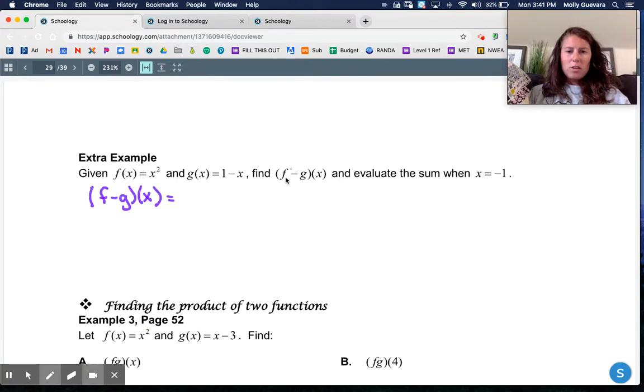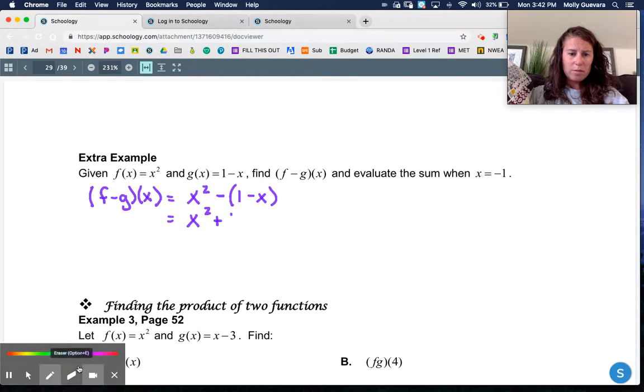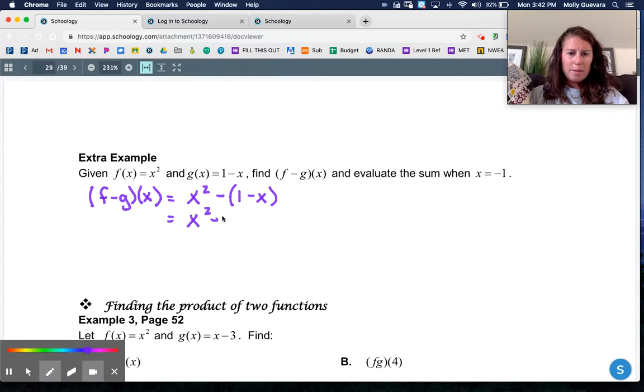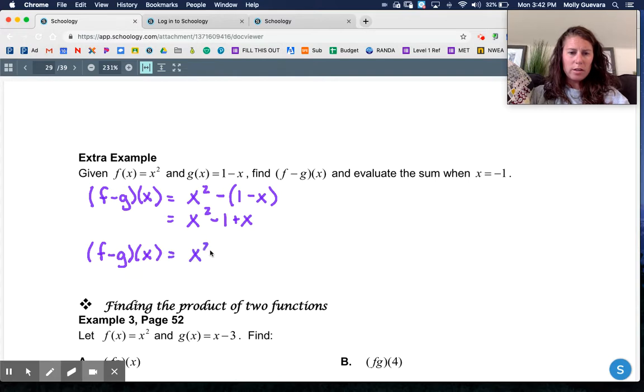All right, so again, I looked at my order and I see that the f function is first. So I'm going to write my f function first, which is x squared, minus, and then my g function is in parentheses. So whatever that second function is always has to be in parentheses, okay? And then I get x squared plus, oh, excuse me, I was skipping steps. It's going right for the plus x. Okay, minus 1 plus x. So then if I write it in the correct order, f minus g of x is equal to x squared plus x minus 1.